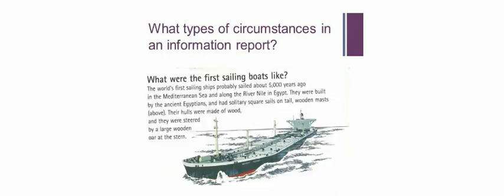What about an information report? This is another genre that we commonly find in schooling. Here's an information report about sailing boats. The world's first sailing boats probably sailed about 5,000 years ago in the Mediterranean Sea and along the River Nile in Egypt. They were built by the ancient Egyptians and had solitary square sails on tall wooden masts. Their hulls were made of wood and they were steered by a large wooden oar at the stern. Now, these information report type genres, the purpose is to classify and describe things in the world.